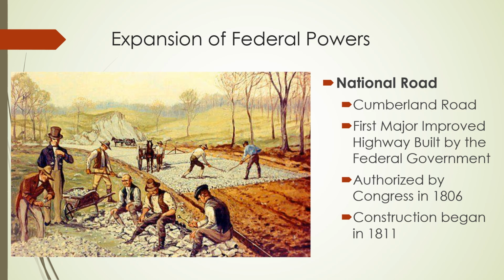All right, the National Road. Okay, so this is the first major improved highway built by the federal government. Originally, this was called the Cumberland Road.